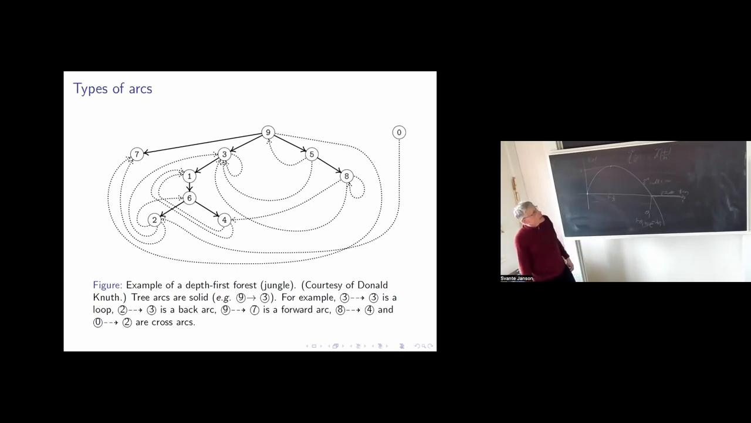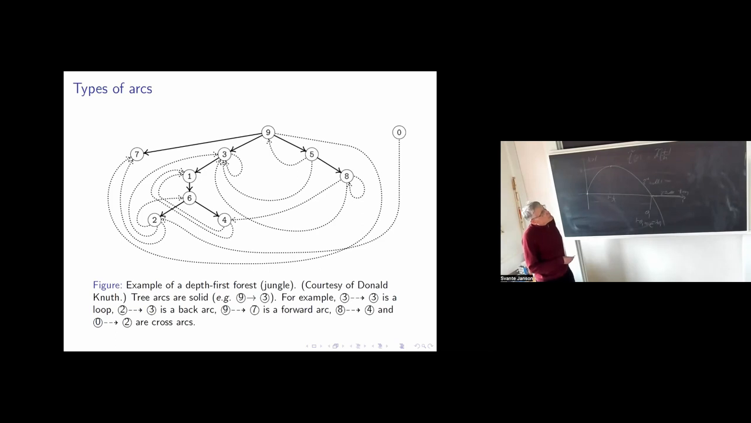Otherwise, there is, for example, an arc from 2 to 3 here, which we ignored for the reason that when we came to 2, it led back to a vertex that we'd seen before, which happened to be a parent, or no, an ancestor of the vertex we are at. So that's called a backup.